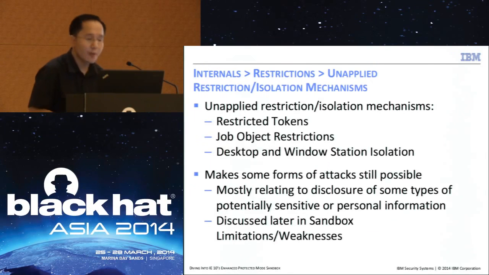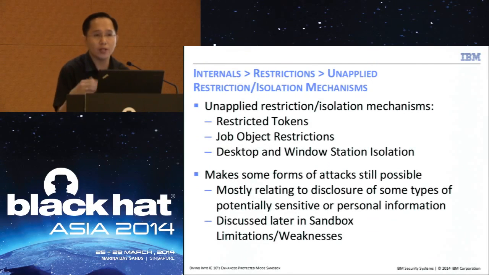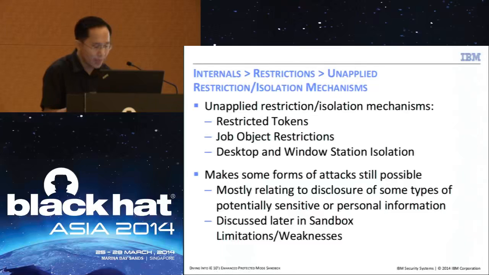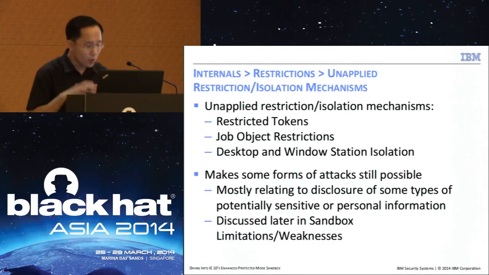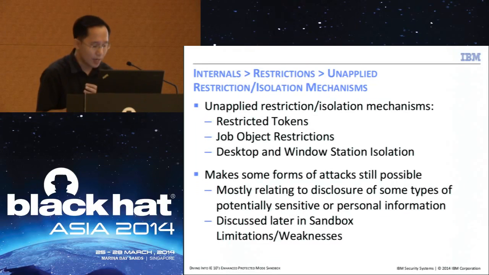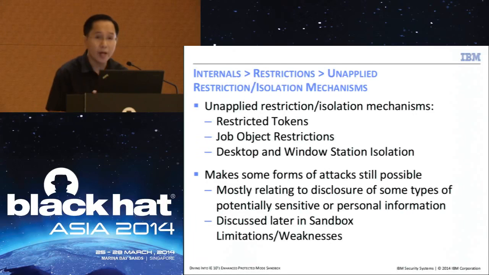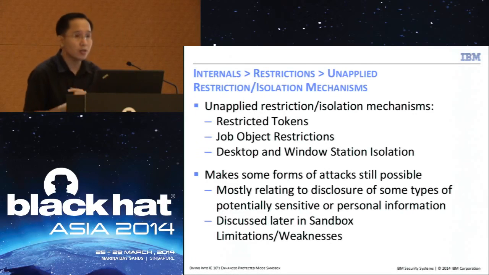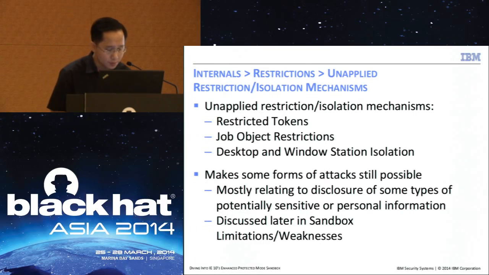Now that we know some of the app container restrictions, let's look at the well-known restrictions or isolation schemes not applied by AppContainer. Restricted token, which could further restrict access to securable objects, is not applied. Job object restrictions, which can prevent access to the clipboard and other resources, are not applied. And finally, desktop and window station isolation is also not implemented.